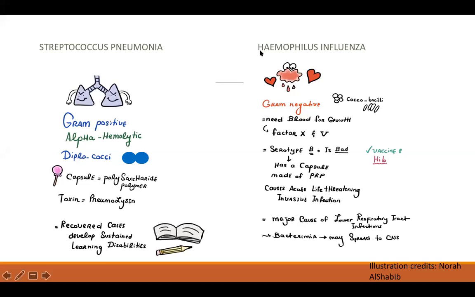And as the name implies, Haemophilus, so it loves blood, it needs blood for growth, it needs factor 5 and needs factor 10. Okay? It has many serotypes like Neisseria, but the most important is serotype B, and you can remember it B for bad. It's the one that causes severe meningitis, or acute life-threatening invasive infections. But fortunately, less and less cases are seen now due to the presence of a vaccine. Okay?